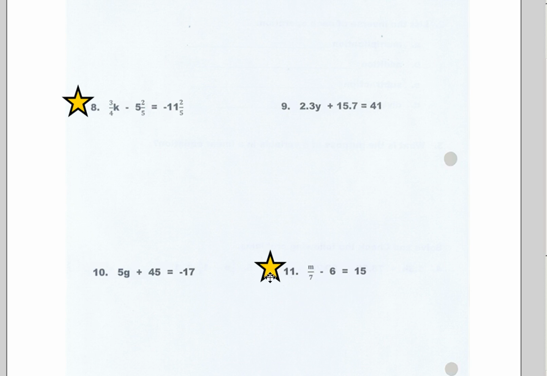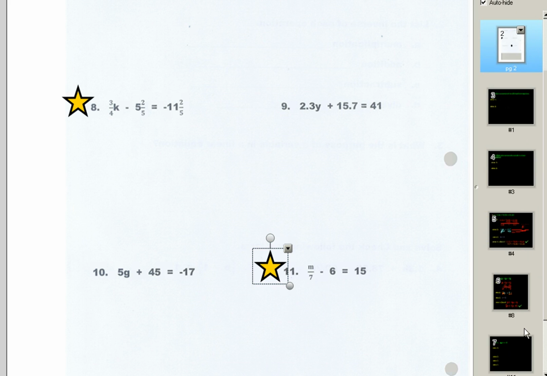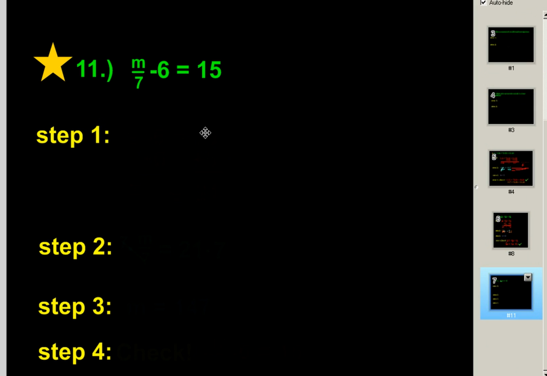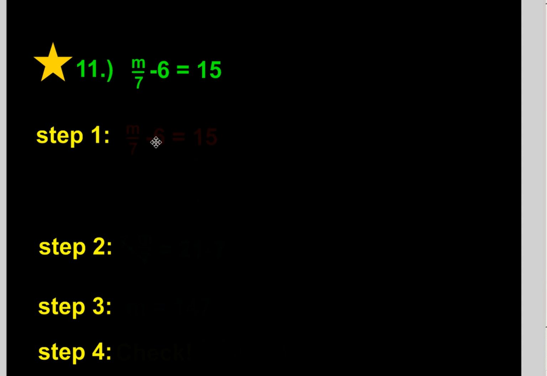And for our last problem, let's take a look at that one. So we have m over 7 minus 6 equals 15. We can solve it in 3 steps and check it in our fourth. So we have m over 7 minus 6 equals 15. Again, first thing I want to do is try and clear out as much as possible all of the numbers from my variable. To do that, I need to add 6.